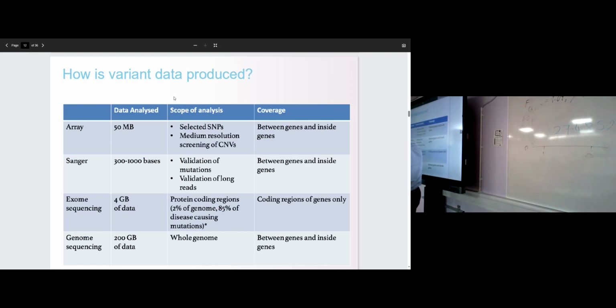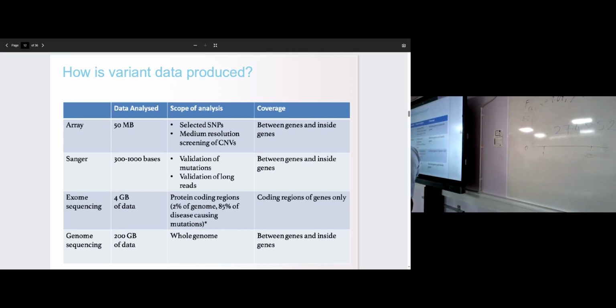Or you can also perform Sanger sequencing, which allows us to sequence short fragments of DNA at any given position. Or we can do sequencing. There are two main types of sequencing, and sequencing means that you actually look at every single position across a particular region or the whole genome. Exome sequencing means you are identifying variants across regions within protein coding positions in the genome.